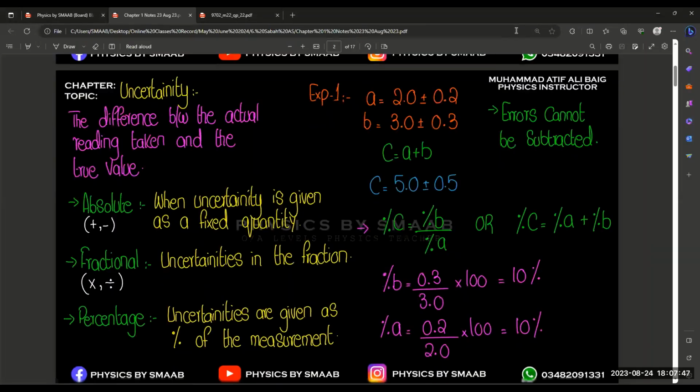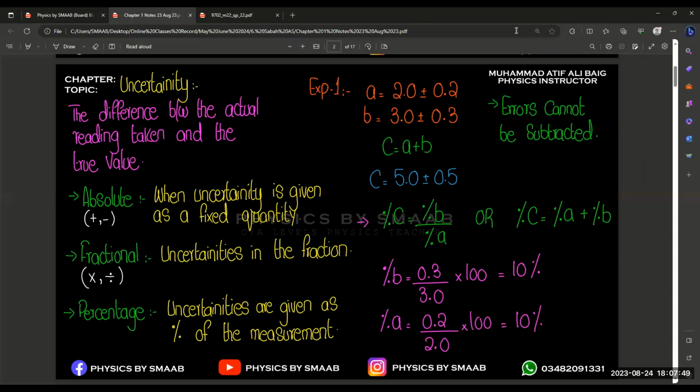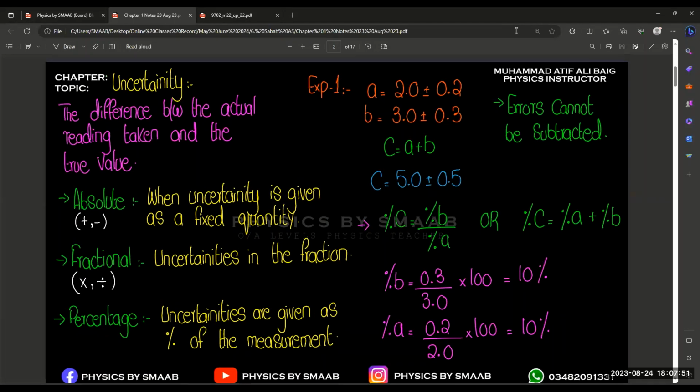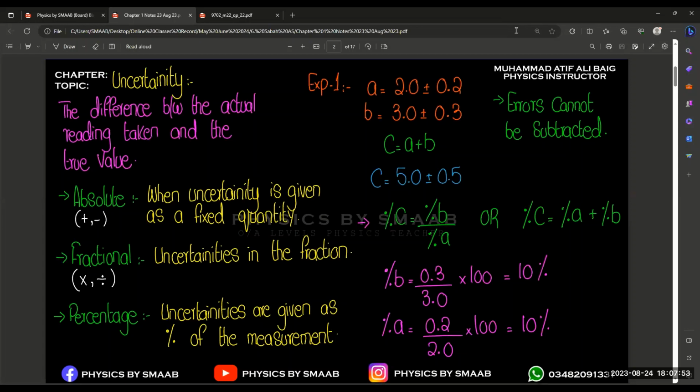Okay, last time we started chapter number 1, and chapter number 1 is related to physical quantities and measurement. We already know about base quantities and derived quantities, so we skip that part and we started with the concept of errors. Then we started the concept of uncertainty, and in uncertainty there are different types, and we need to discuss three types: the absolute, fractional, and the percentage.